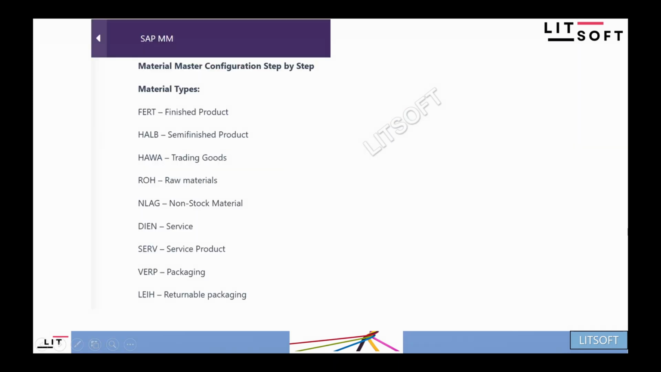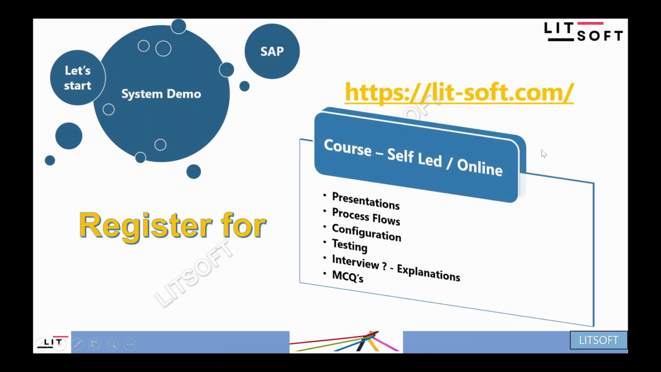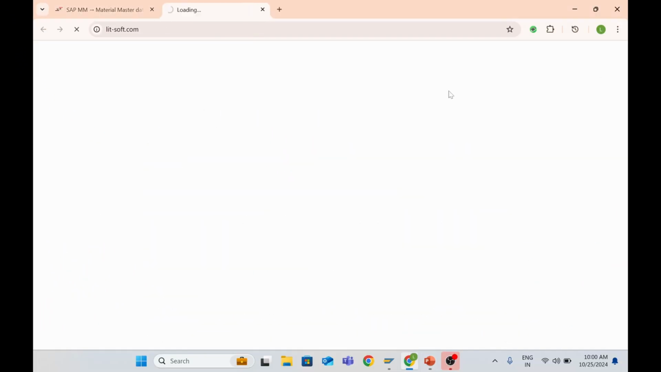And here you can see the number of material types which are usually used in the industry. So we know about the finished product, semi-finished, trading, raw material, non-stock material, service product, packaging, returnable packaging. Let's get into the system for presentation, process flows, step by step detailed configuration and the testing. So let's move on.